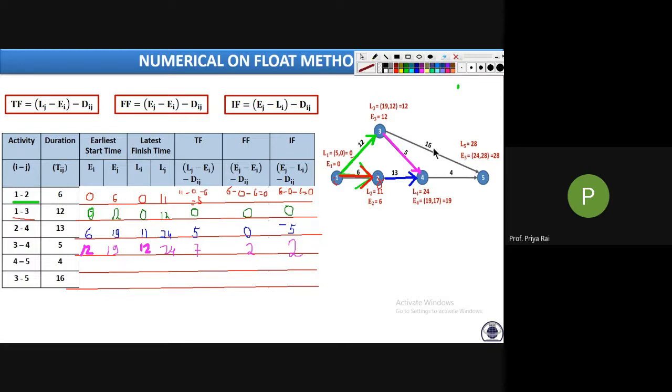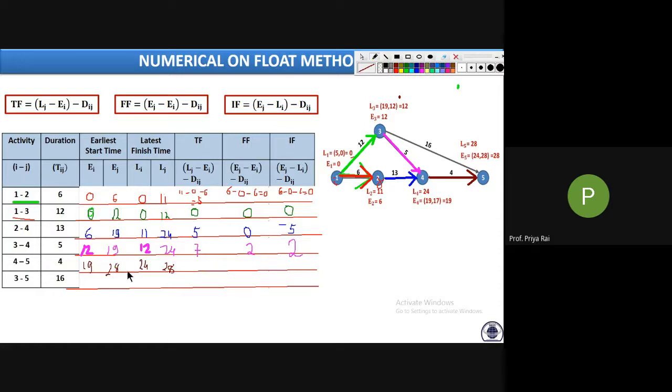Now which one? 4 to 5. I to J. So for 4 to 5, what are the values? EI is 19. LI is 24. EJ is 28. LJ is also 28. So 28 28. Here also 28. Now calculate.